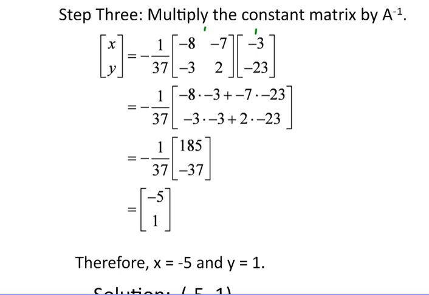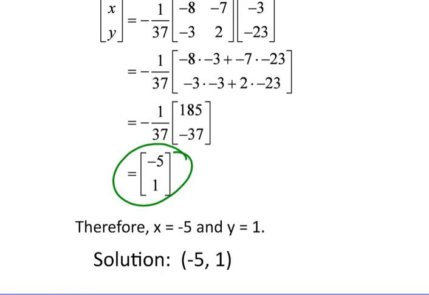So as you can see, we have A inverse times B. So when they multiplied the two matrices together first, negative 8 times negative 3, I should have put in parentheses, I don't know why they didn't, but plus negative 7 times negative 23, which is 185, and then negative 3 times negative 3 plus 2 times negative 23 is negative 37, and we solved it and got negative 5, 1. So therefore, the solution is x equals negative 5, y equals 1.